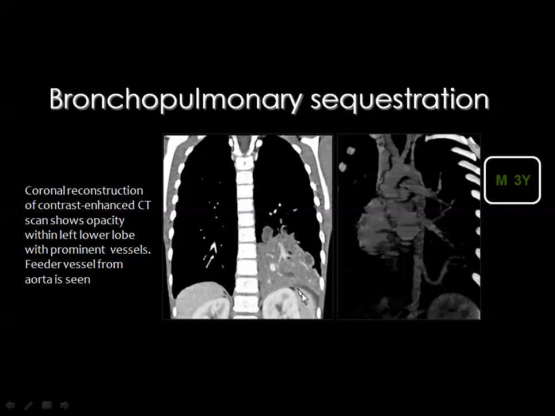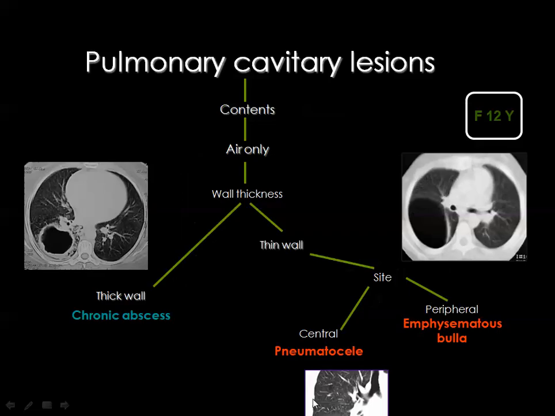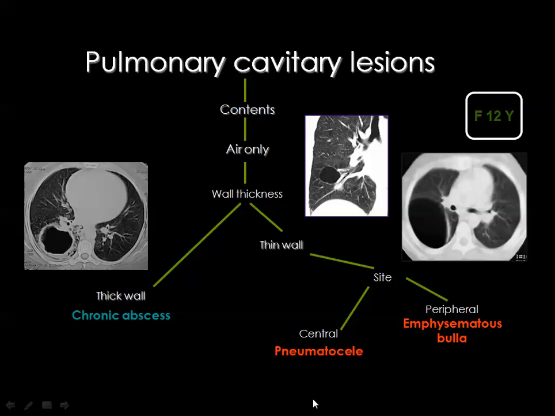And here is a good example of pulmonary sequestration. You see an opacity in the left lung base, and the aortography performed by CT showed that there is a branch coming directly from the aorta to the lesion, confirming the diagnosis of pulmonary sequestration.